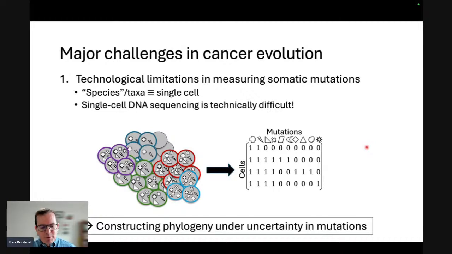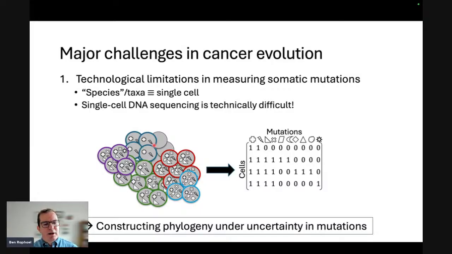And this is because when we're looking at tumor evolution, we're looking at evolution at the level of individual cells. And so what we need to measure in order to build this matrix is the mutations in single cells. These are our taxa, our leaves of the phylogenetic tree. And single cell DNA sequencing just remains very difficult technically.